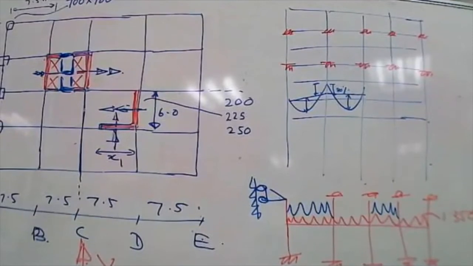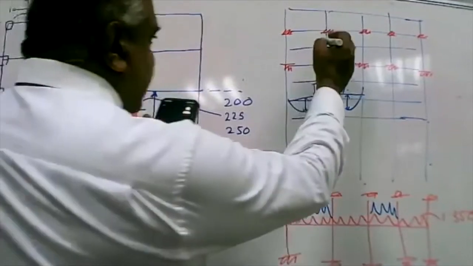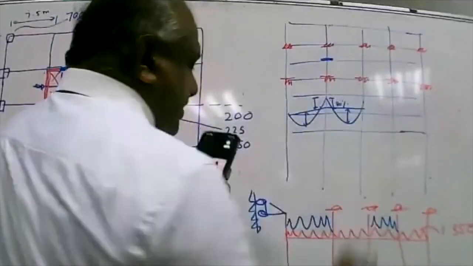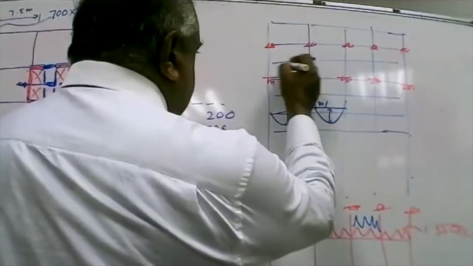And generally, where do you get a failure in a beam? You never get a failure here because it's supported. Always you get the failure here.